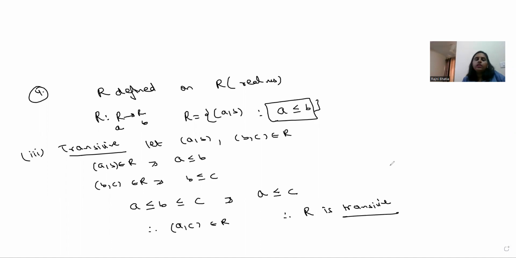So we have proved that the given relation is reflexive, it is not symmetric. This we have proved by giving an example, and it is transitive. Whenever we need to prove something, we need to prove it using the definition, and whenever we need to disprove something, we need to give an example.